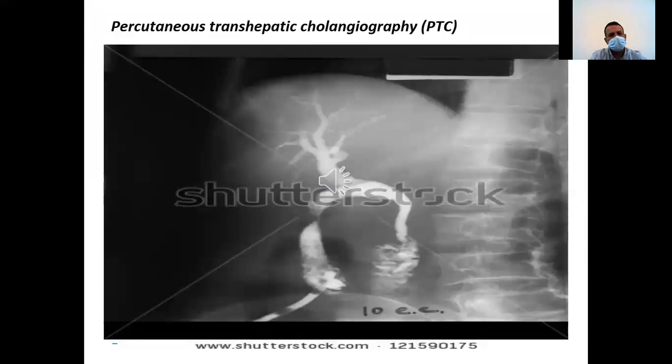This picture shows the test called percutaneous transhepatic cholangiography. We see here the white tissue, it is the biliary system, injected through the probe from the skin to the liver.